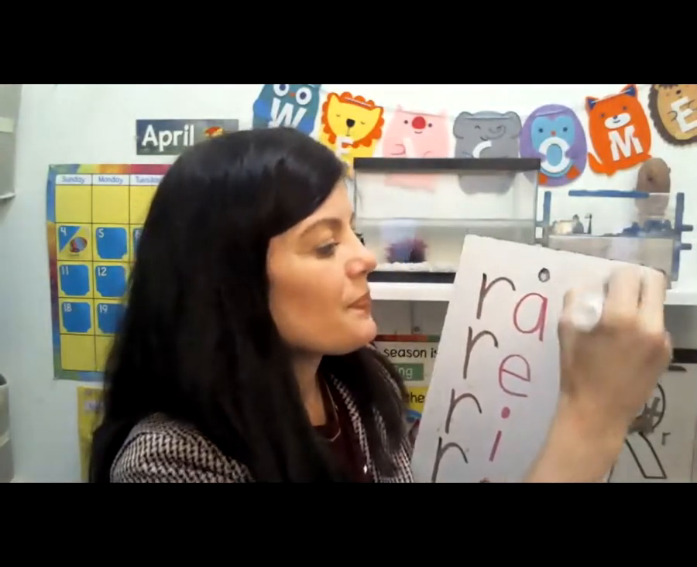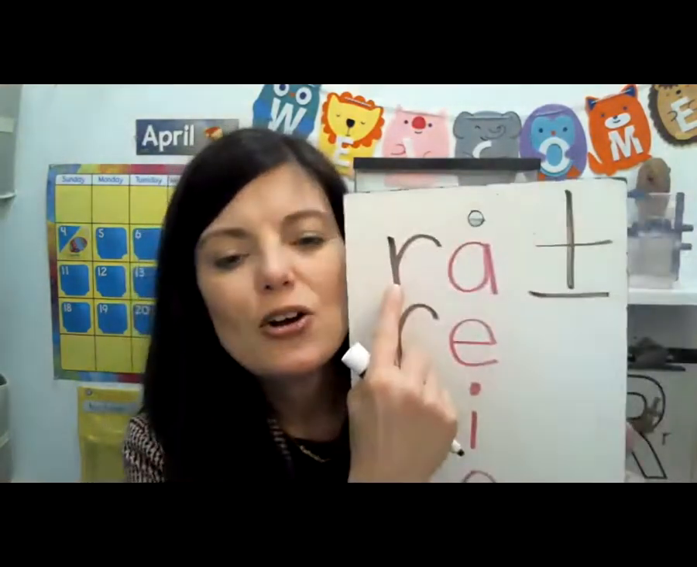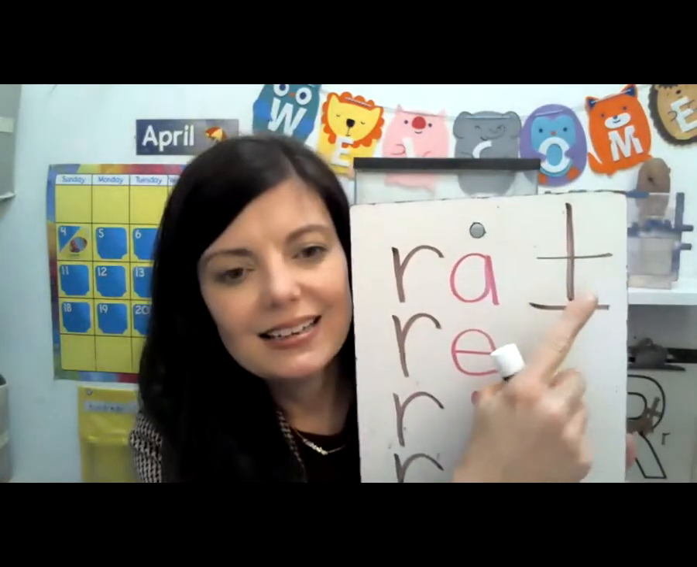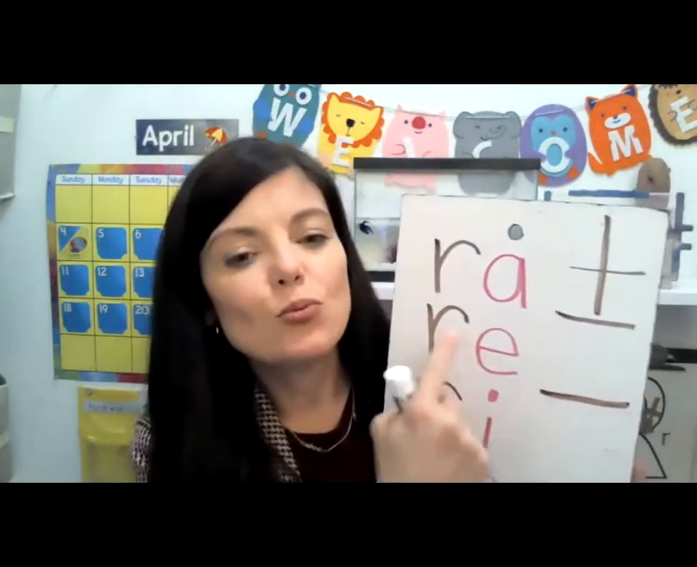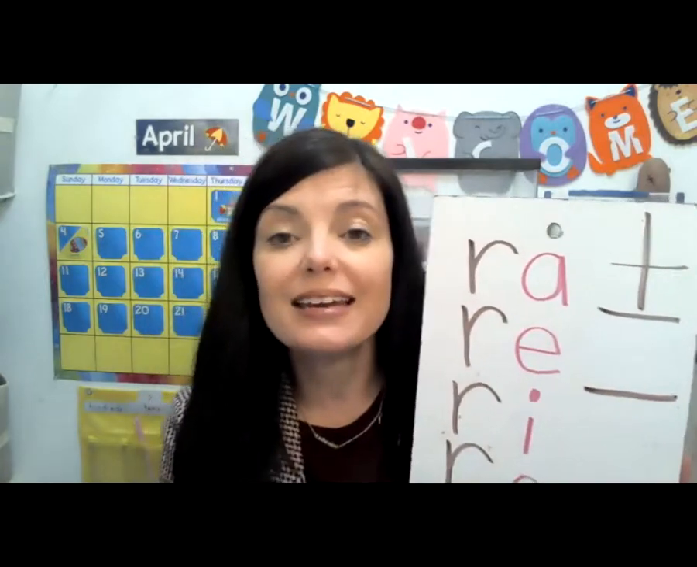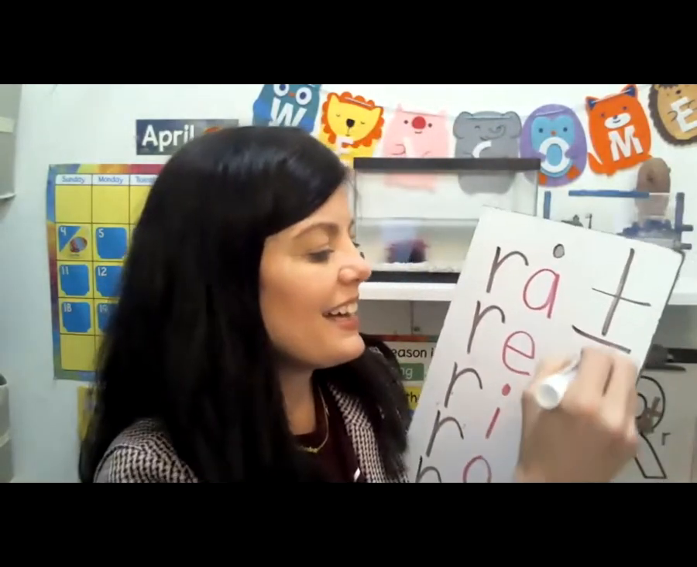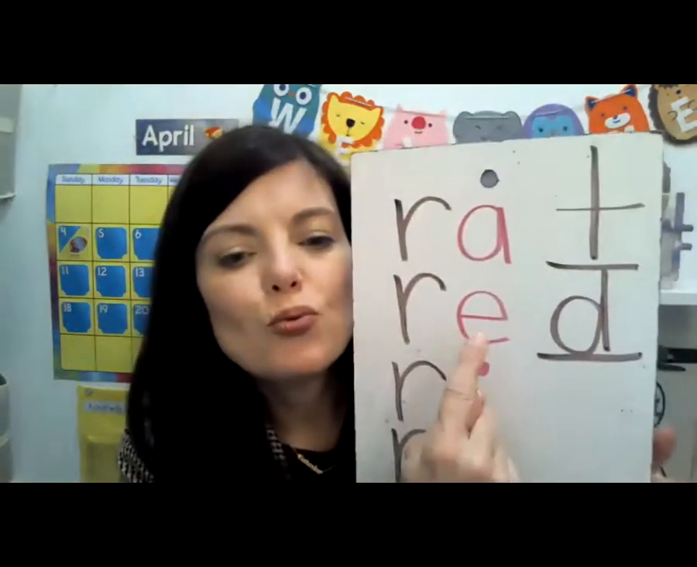Well, I want to make this say rat. So what letter says t, t, t, t, like a ticking clock? That's the letter T. Let's try to read this word. Rat, rat. I want this to say red, like the color red. So what letter says d, d, d, d, like knocking on a door? That's letter D. Good. Let's read. Red, red.